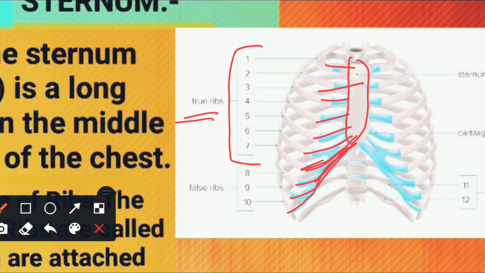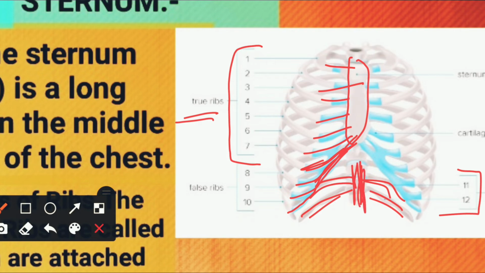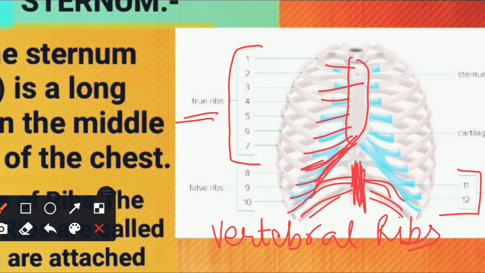Next part is the 11th and the 12th pair of ribs. These two this side and these two this side. So these 11th and 12th pair of ribs are not attached to the sternum. Now you can see they are not attached to the sternum, but they're attached with the vertebrae, and that's why we call them the vertebral ribs, because they're attached with the vertebra. That's why we call them the vertebral ribs or the floating ribs, because they are generally floating.